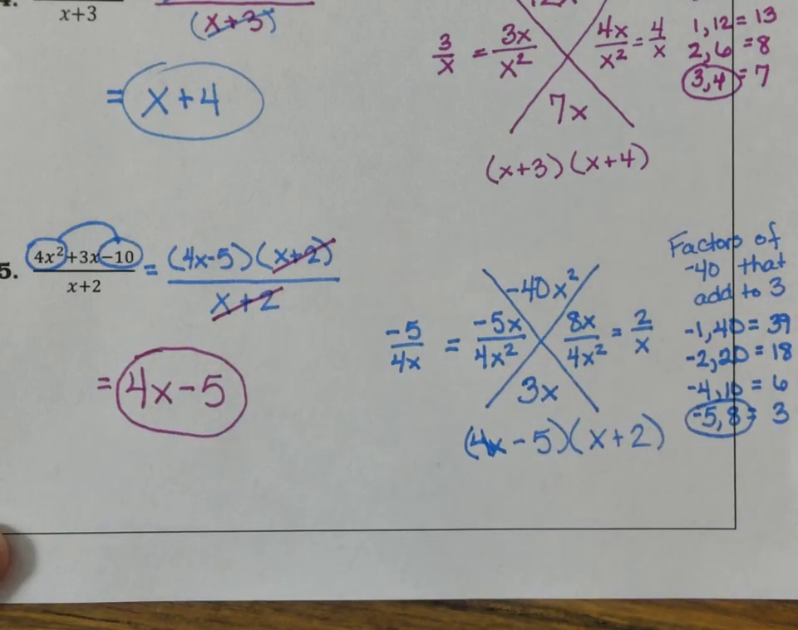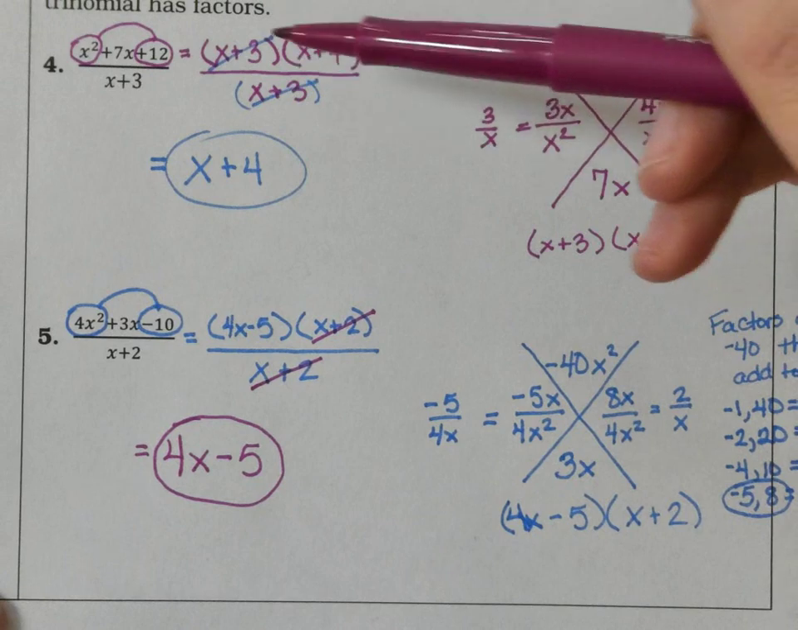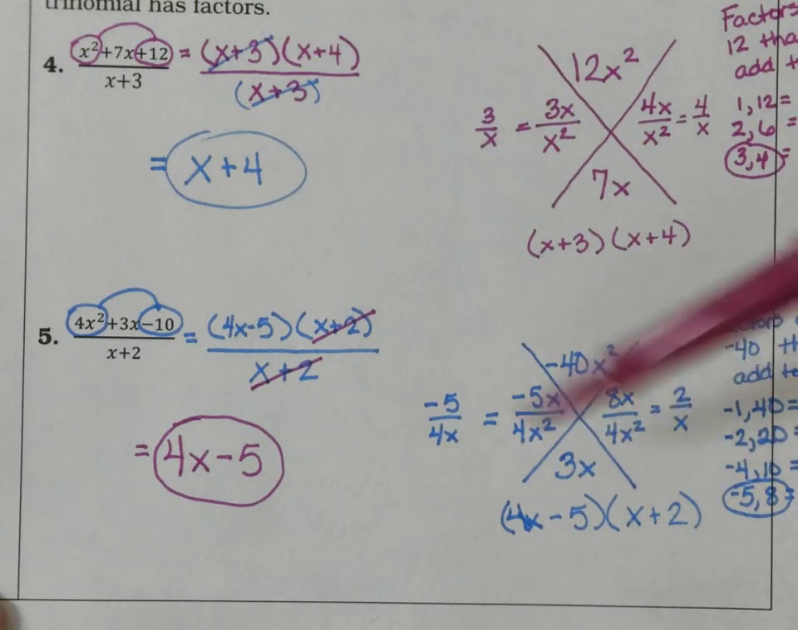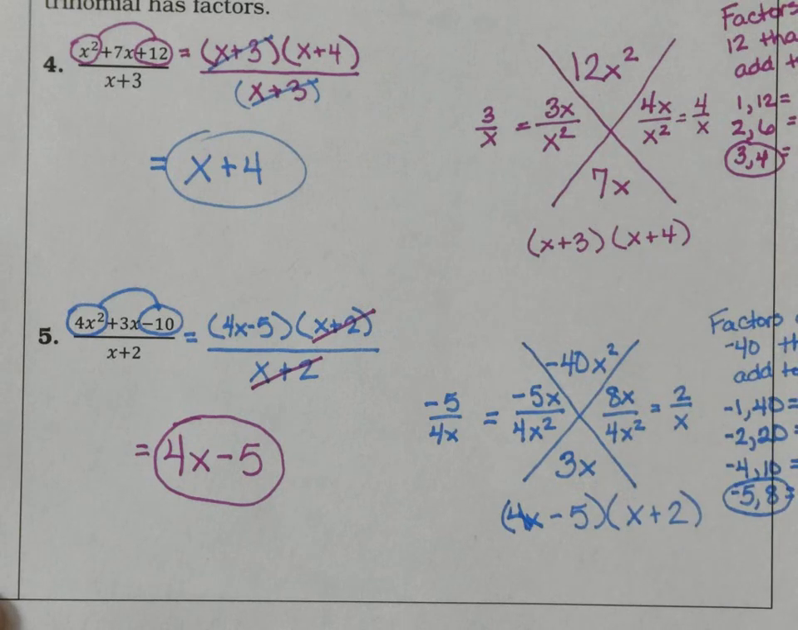Now, as you're doing these problems today, I set them up purposely so that you will be able to cancel one out. So when you factor it, if one of them doesn't match the bottom, then go back and double check your factors.